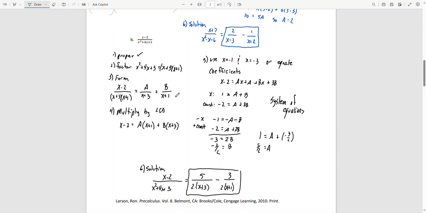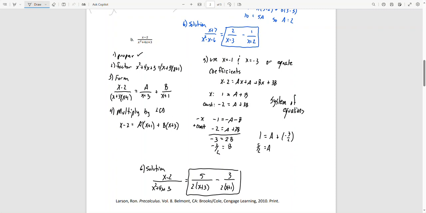So it's all good. Now notice when I multiply this entire equation by that common denominator, on the left, the whole denominator cancels out, and I'll have x minus 2. On the right, the x plus 3 will cancel out, so I'll have a times (x plus 1). And for b over (x plus 1), the x plus 1 will cancel out, so I'll have b times (x plus 3).